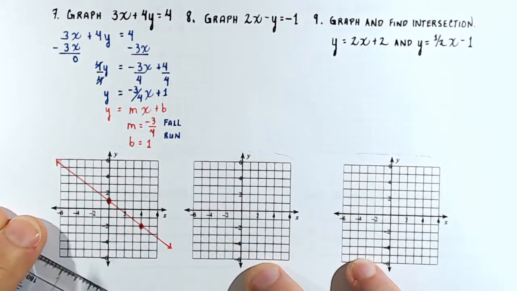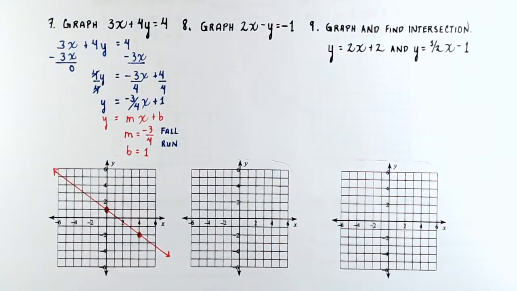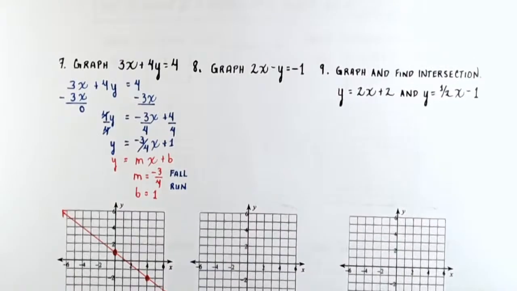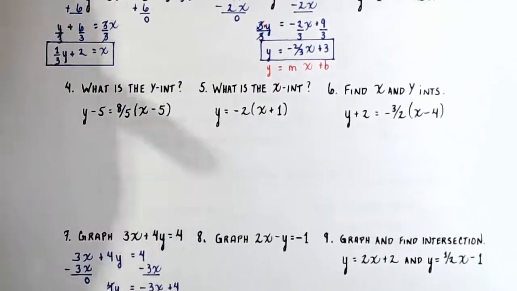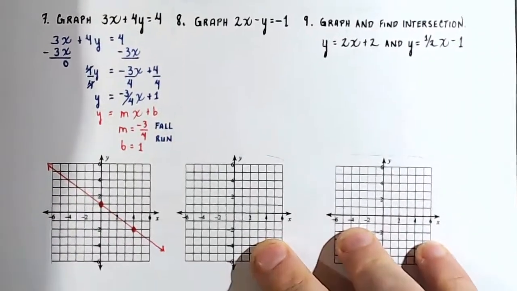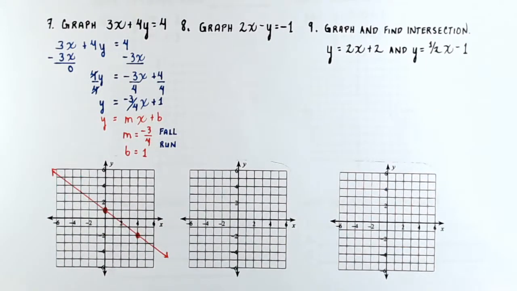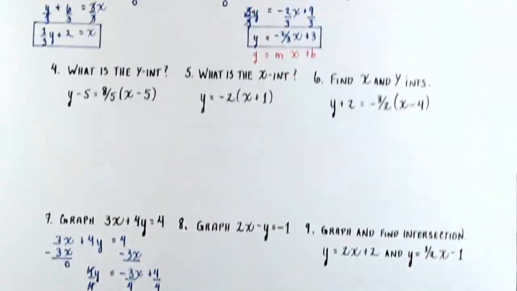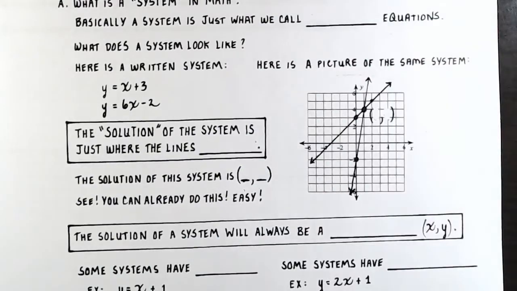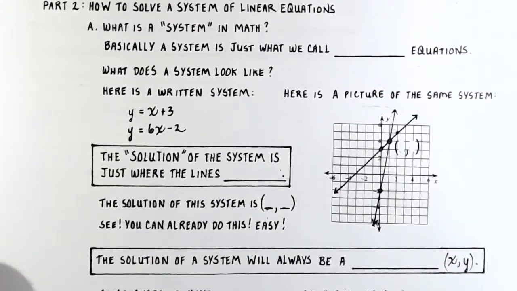Okay. And for the warm-up, I'll stop there. So in class, we'll do, as a warm-up, numbers 1, 2, and 7. Okay, so that's the warm-up. And now on to the lesson, okay?